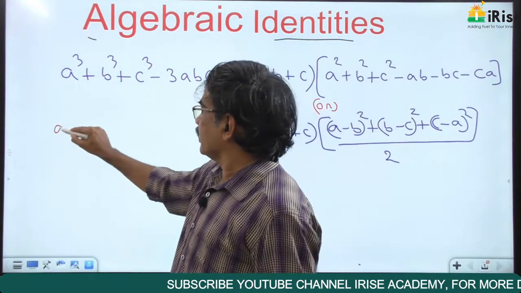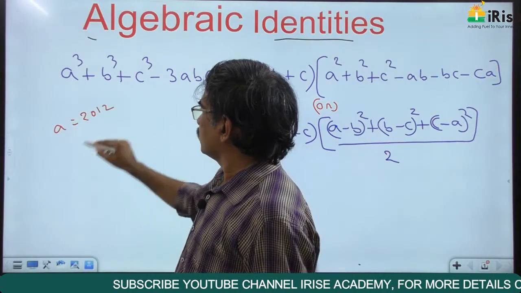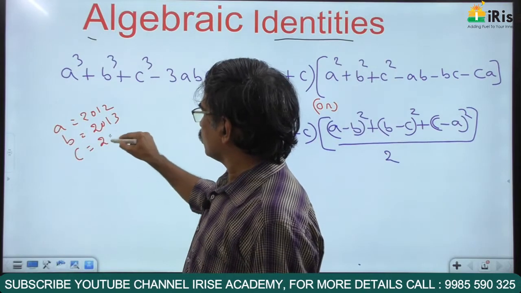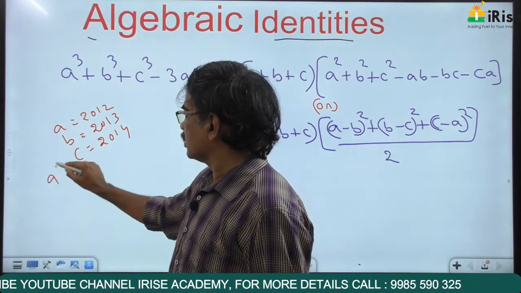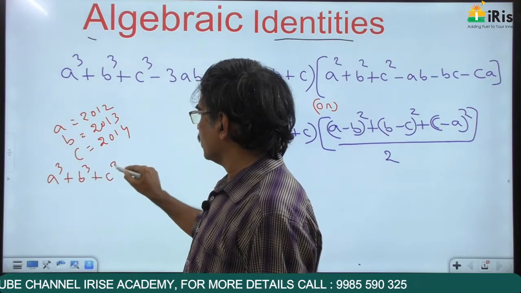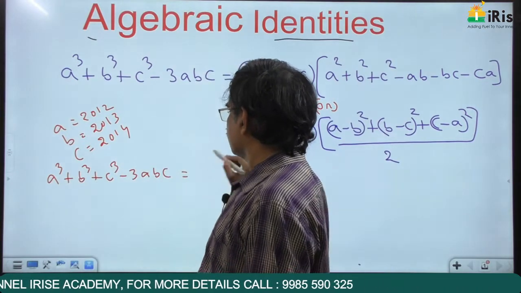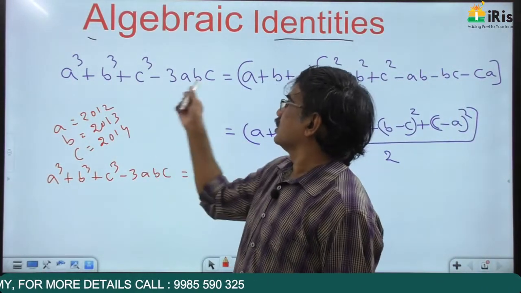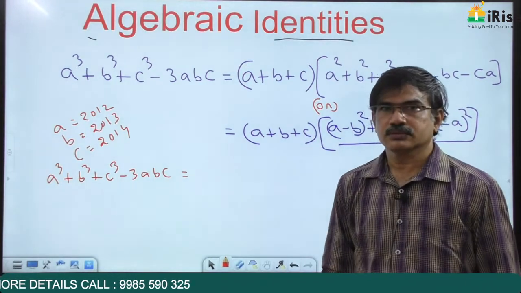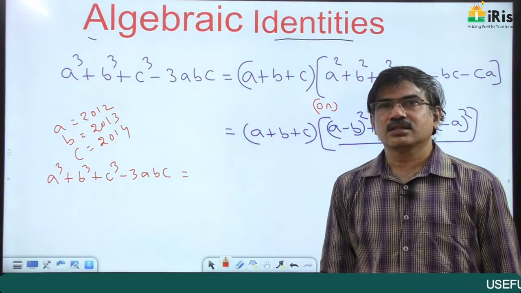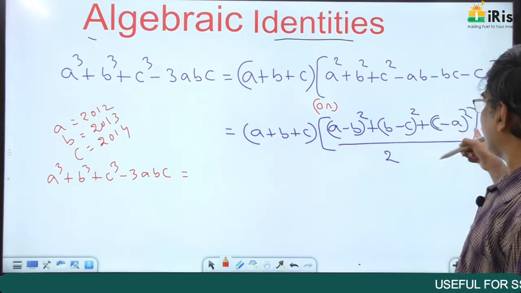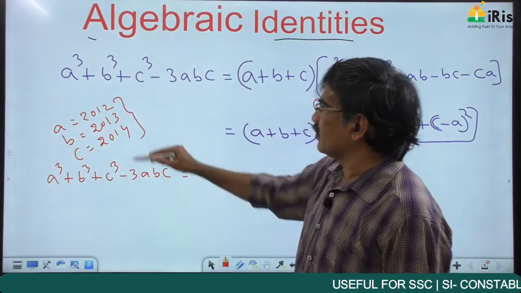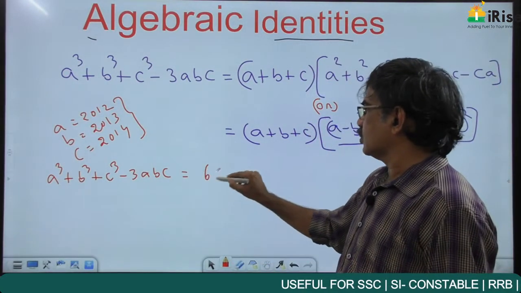For example, if A is equal to 2012, B is equal to 2013, C is equal to 2014, then what is A cube plus B cube plus C cube minus 3ABC? If you substitute these values in this, it is a very difficult question. How to get the answer easily? If you apply this formula, the problem becomes very easy. Nothing but A plus B plus C, the sum of these 3, is equal to 6039.